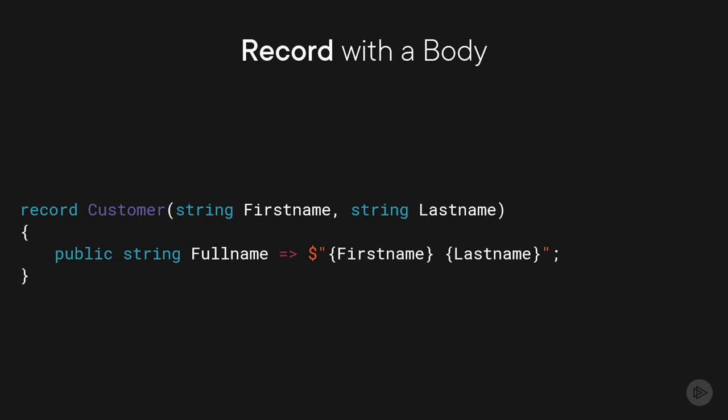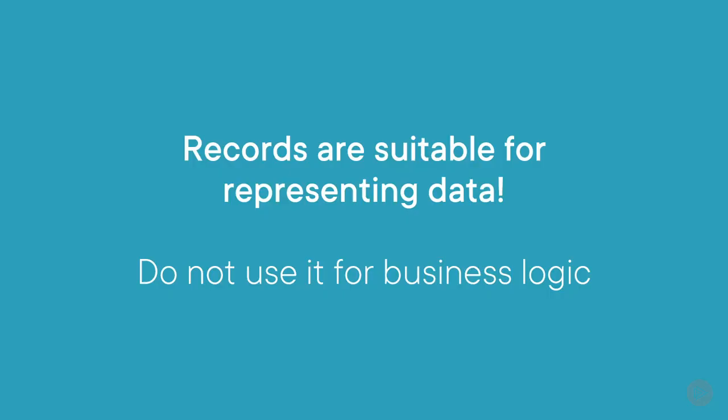You can extend a record by defining a body for it. This allows you to introduce non-immutable properties, methods, and other types of members. Keep in mind that the records are most suitable to represent data and shouldn't be used for the classes that contain your business logic. Those types should be normal classes.